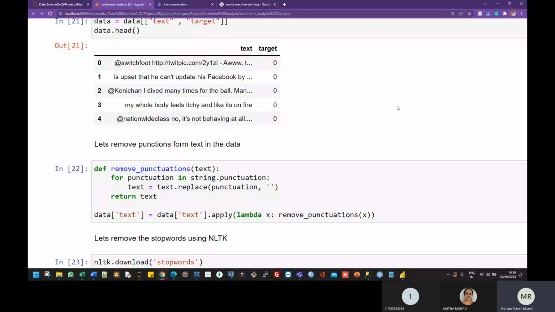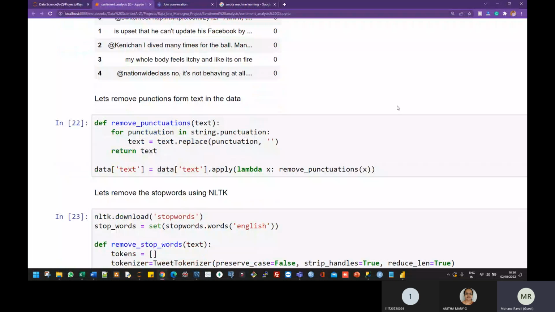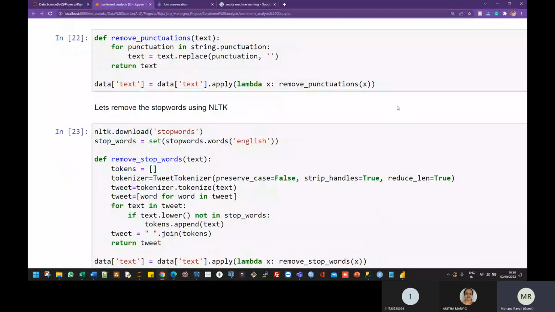Is it clear? Or do you want me to explain again? If you want me to explain any point again, just raise your hand. I'll repeat it. Or if you have any doubts, also raise your hand. I'll explain again. Now here, remove punctuation. Is this remove punctuation function inbuilt, or is it a user-defined function?